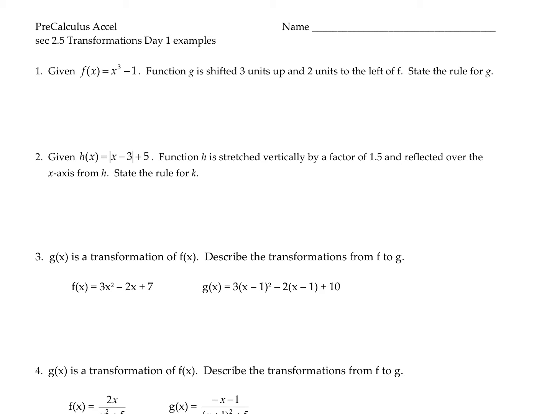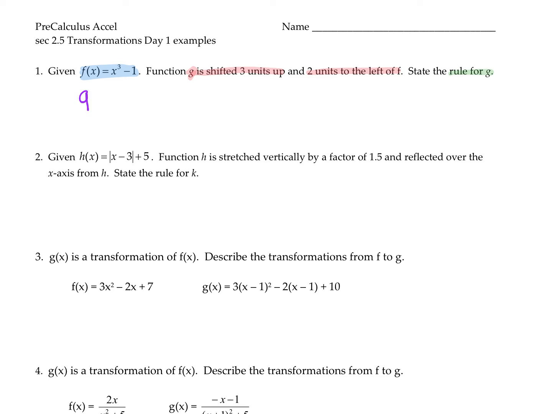In this video, we are going to talk about transformations of functions. So let's look at our first example. In our first example, we have f of x is equal to x to the third power minus 1. Now we're going to transform this function. The function g is shifted 3 units up and 2 units to the left of f. So they want us to write the rule for g.